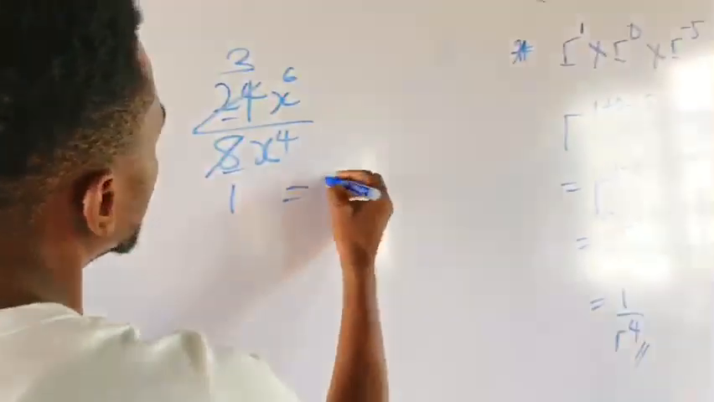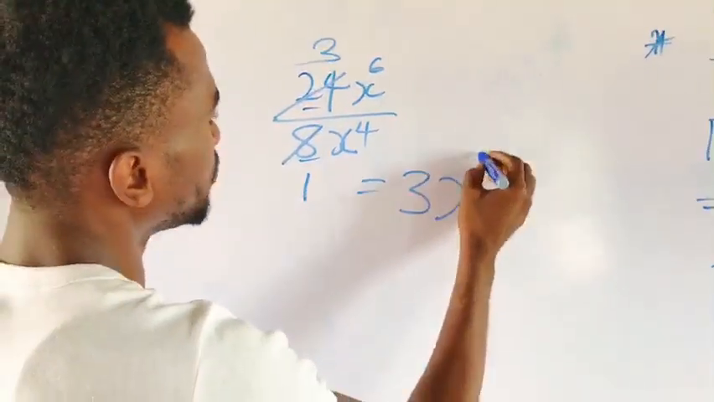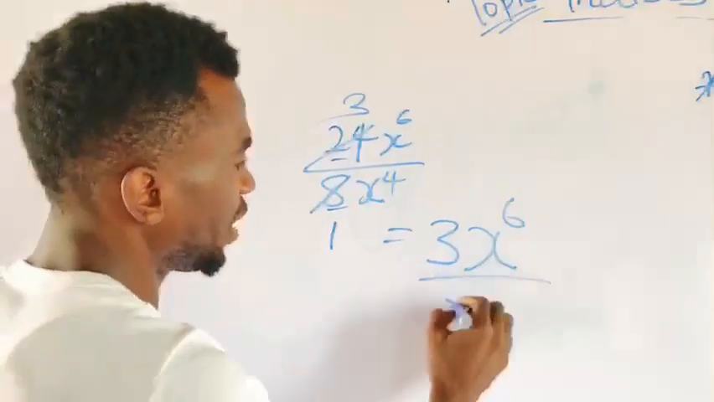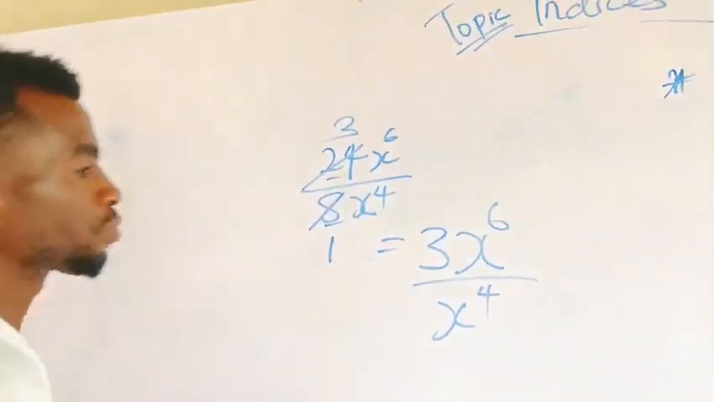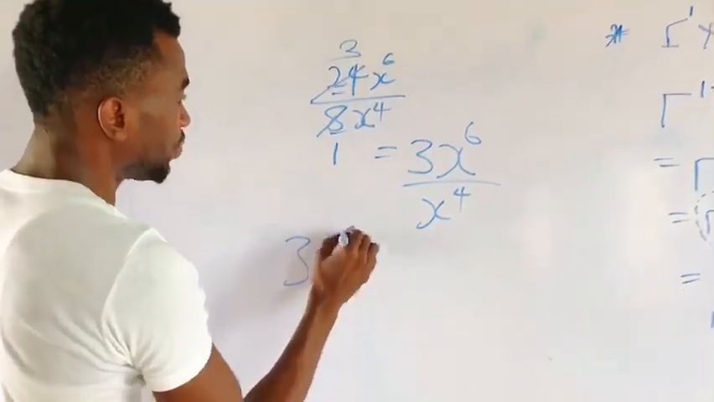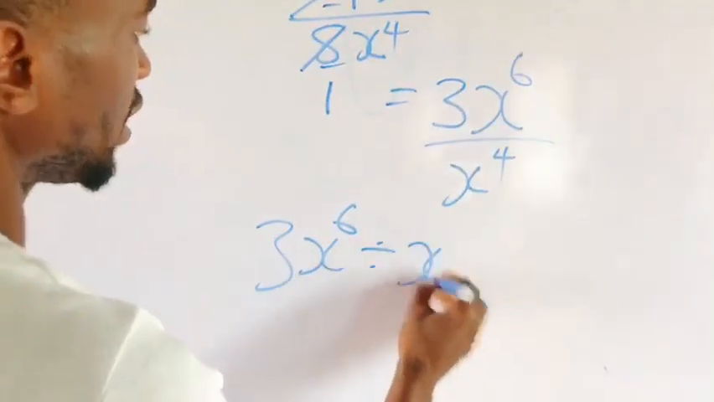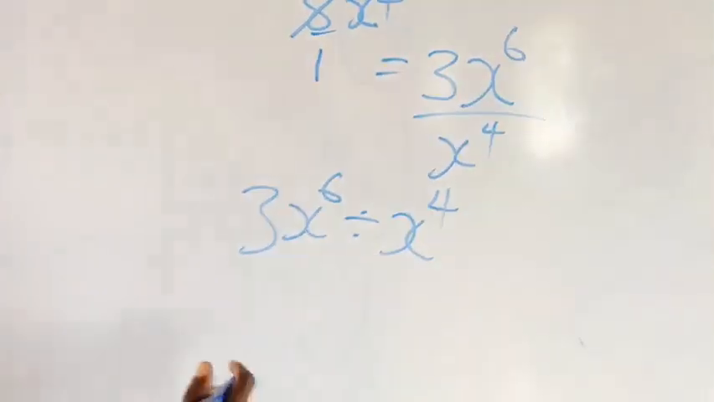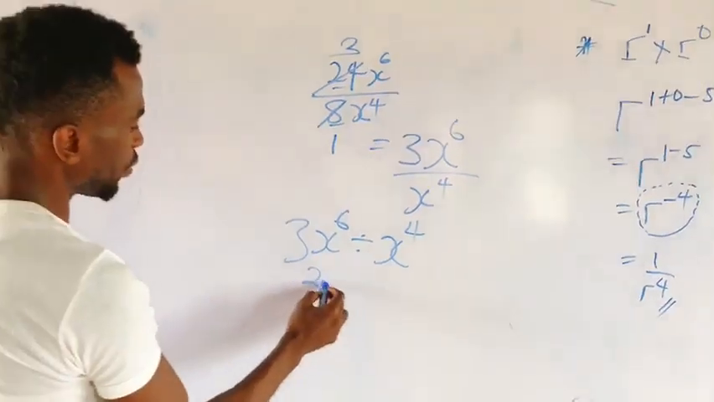So we are left with what? 3x raised to the power of 6 over x raised to the power of 4. Now, we can rewrite this as 3x raised to the power of 6 divided by x raised to the power of 4, so that we can use the second law of indices.